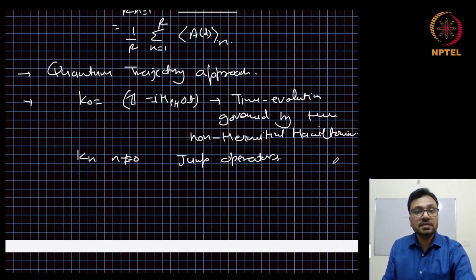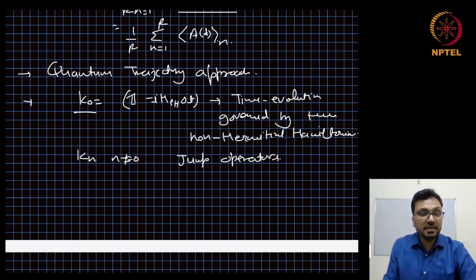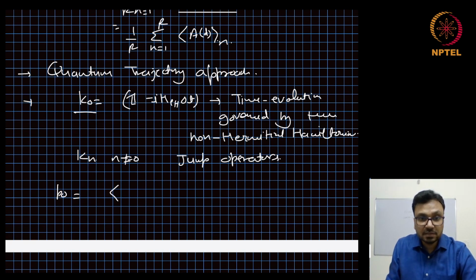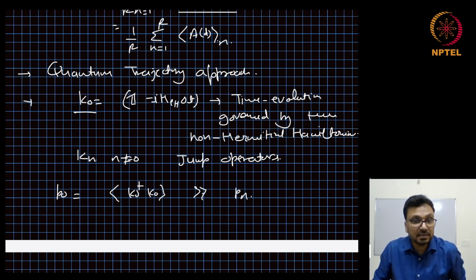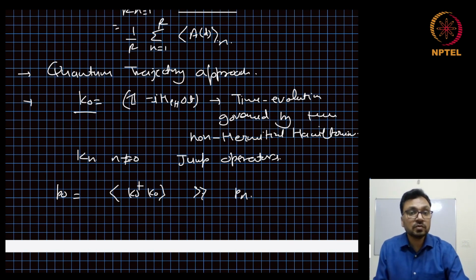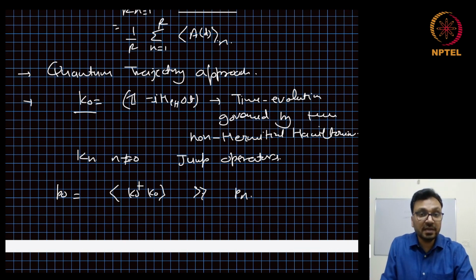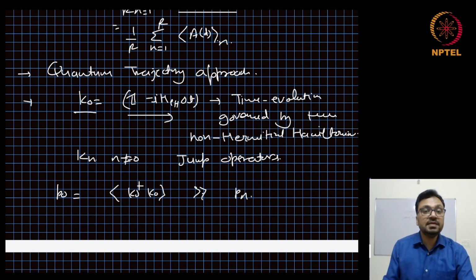So here, generally the probability of getting K0, that is P0, given by K0 dagger K0, is generally much larger than all the other Pn's in a typical time evolution. So generally the system experiences only the evolution caused by the non-Hermitian Hamiltonian. Once in a while we see a jump happening.